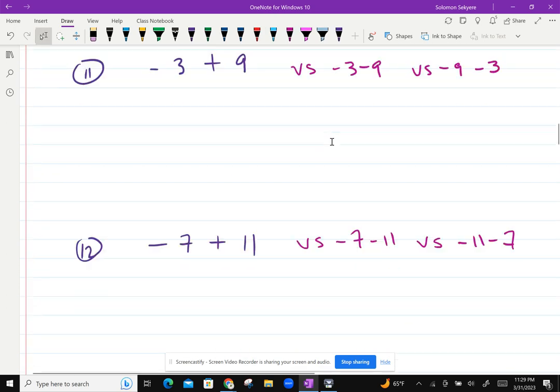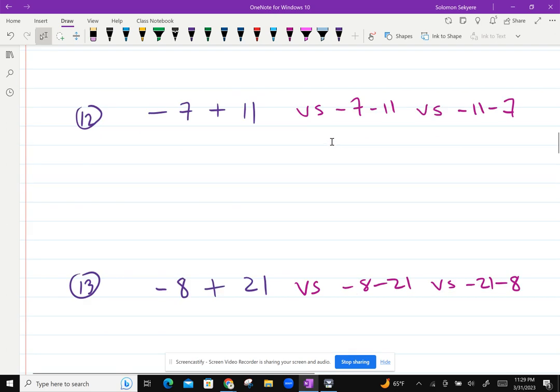Okay, so what about negative 7 plus 11? What are we going to do? We write always, I say what? When you're adding, this sign is plus, write this first, plus 11 minus 7. Plus 11 is the same as 11. 11 minus 7 is what? 4. What about negative 7 minus 11?